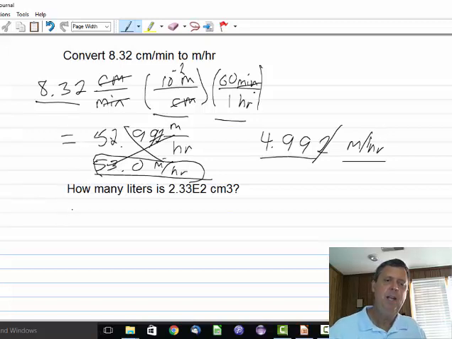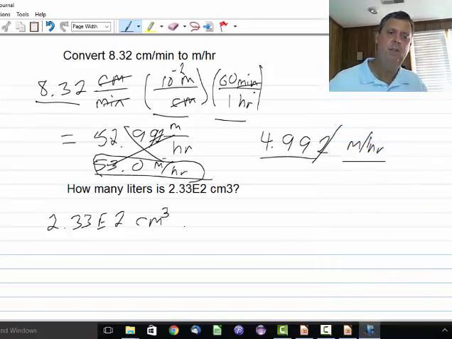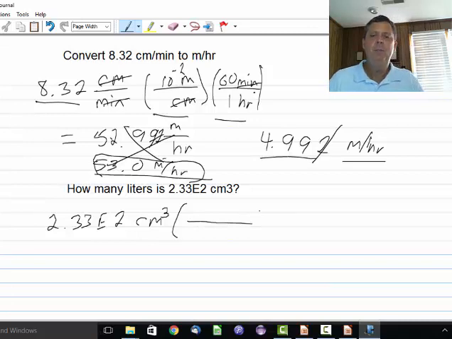Last problem, how many liters are there in 2.33 times 10 squared centimeters cubed? This is why I mentioned you need to know certain conversion factors with volume, otherwise it becomes a royal pain. If you remember that there's 0.1 meters times 0.1 meters times 0.1 meters in a liter, that's the definition of a liter, you can get it from there. I think it's much easier to remember.